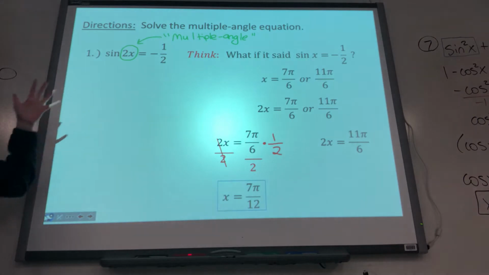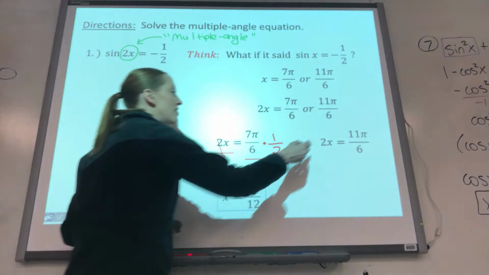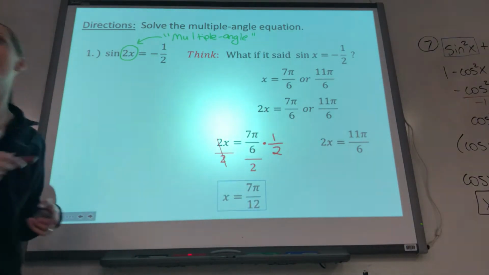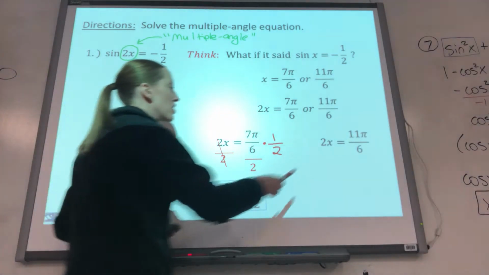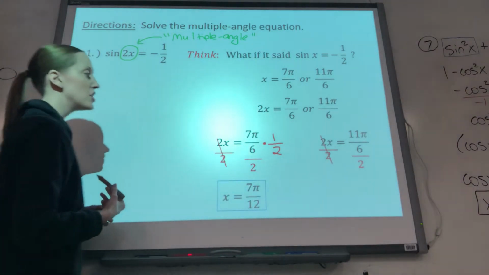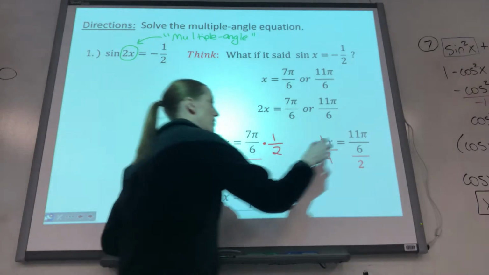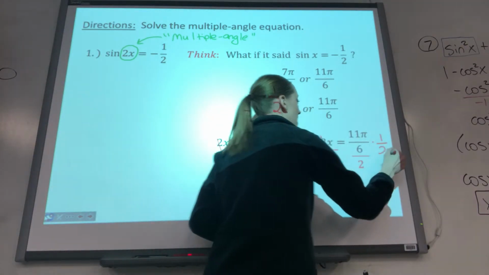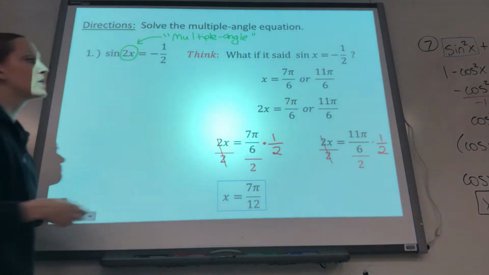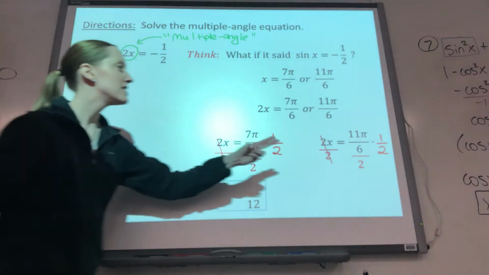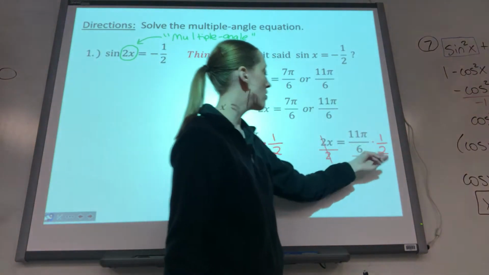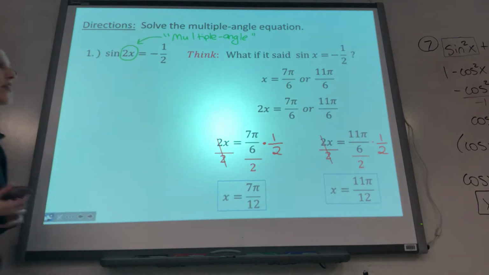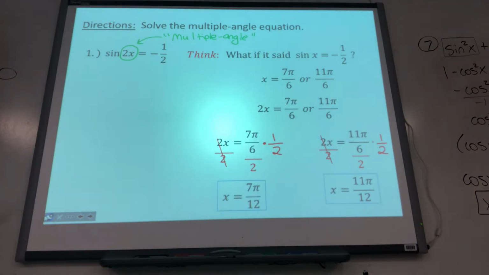That was when it was just x. Now on this side, it's the same first step. You still need to divide by 2 to get rid of the 2. And here again, dividing by 2 is like multiplying by 1/2. So this would be 11 pi over 12. That is our second solution.